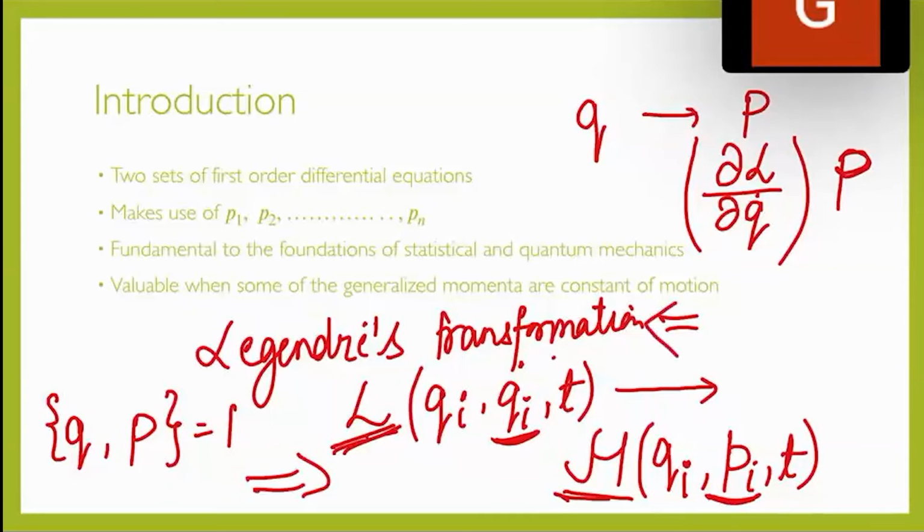Now we have another function, the Hamiltonian, which is a function of Qi, Pi, and time. What we will be doing is obtaining Hamilton's equations of motion. Just as we knew what L is and then obtained the Euler-Lagrange equation of motion, we will do the same thing here and obtain Hamilton's equations of motion.